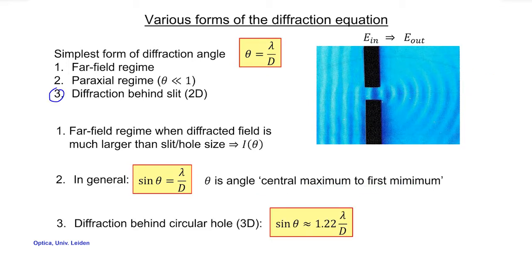The third and final criterion is that this general expression applies only to diffraction behind a slit, so a two-dimensional configuration. If you consider diffraction behind a circular hole, so a three-dimensional configuration, then the equation looks somewhat the same, sine theta is lambda over d, but it acquires an additional prefactor, 1.22.